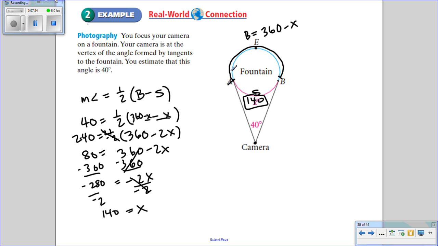Just so we're making sure, this arc AEB is 360 minus 140, so that's 220 degrees for that one. Put those together, you get 360, and so it works.